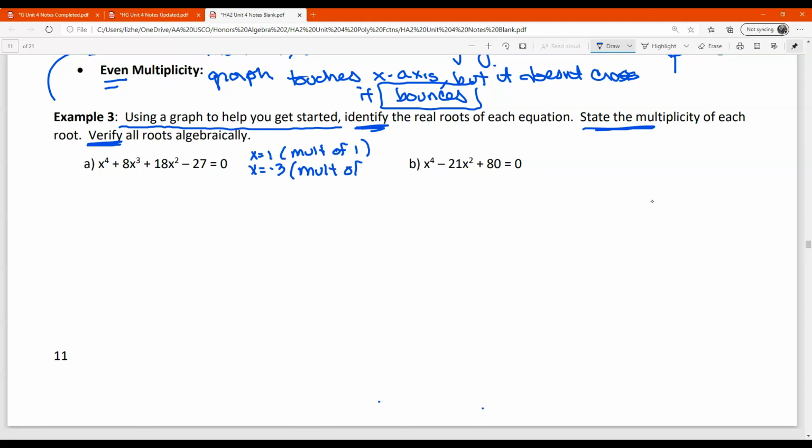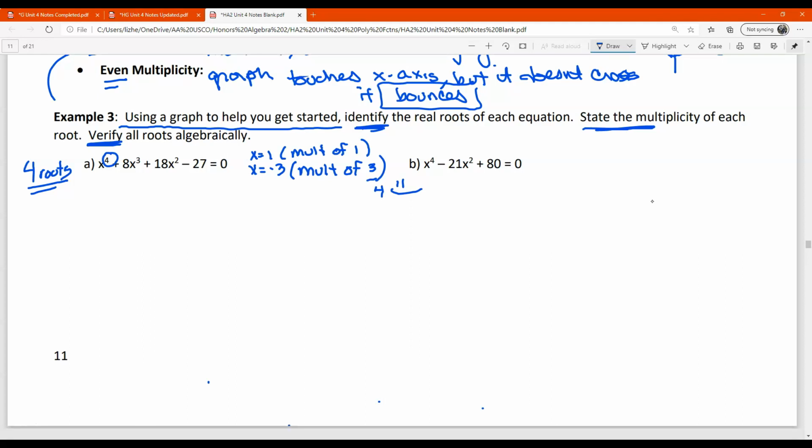But I know that the degree of my polynomial is 4. So I can only have 4 roots. That's the most I can have. So if I have 1 at 1, then I can only have 3 at negative 3. And look at that, that together makes 4. Yay. Okay, so I'm going to verify my roots.